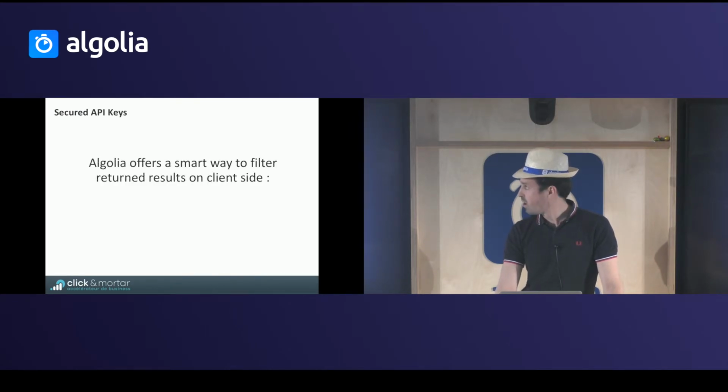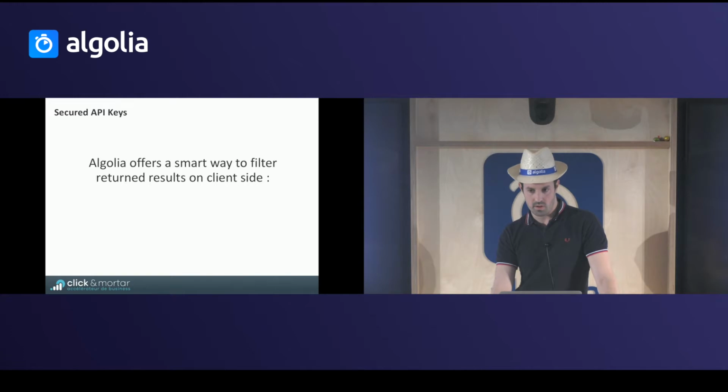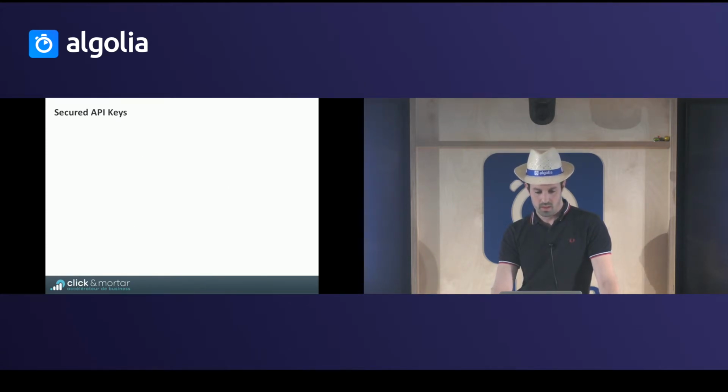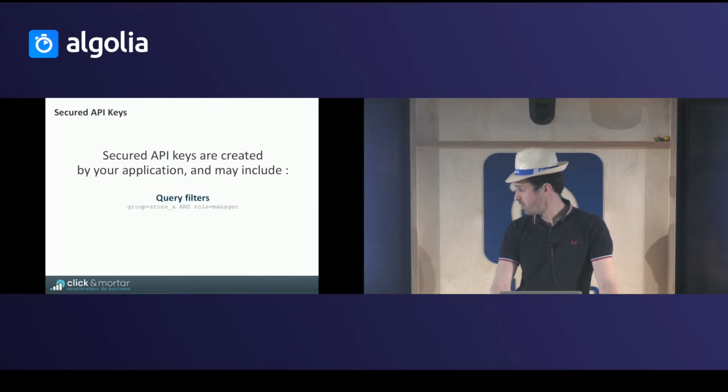So that's where secured API keys come in. Algolia offers a smart way to filter the results on the client side by using custom secured API keys. These keys are created by your application, and they will include, for instance, query filters. Like maybe you want to filter for a given user on a specific group. Let's say this user can only see products of store A and has the role of manager.